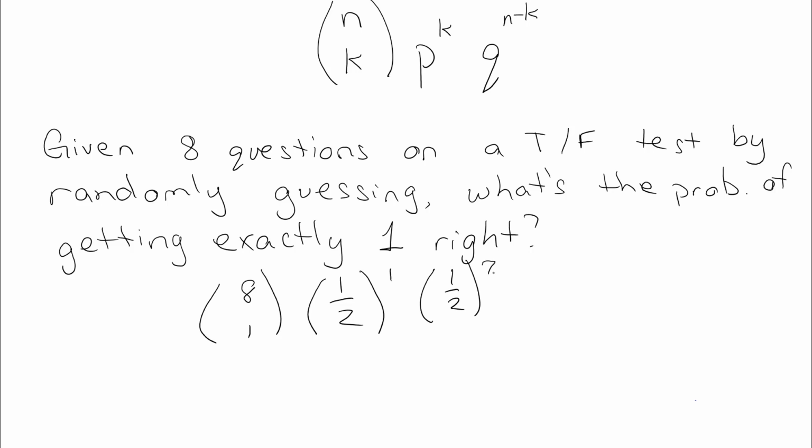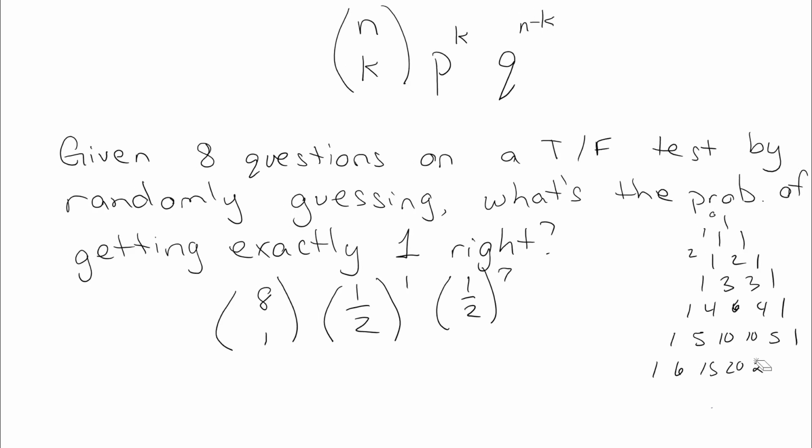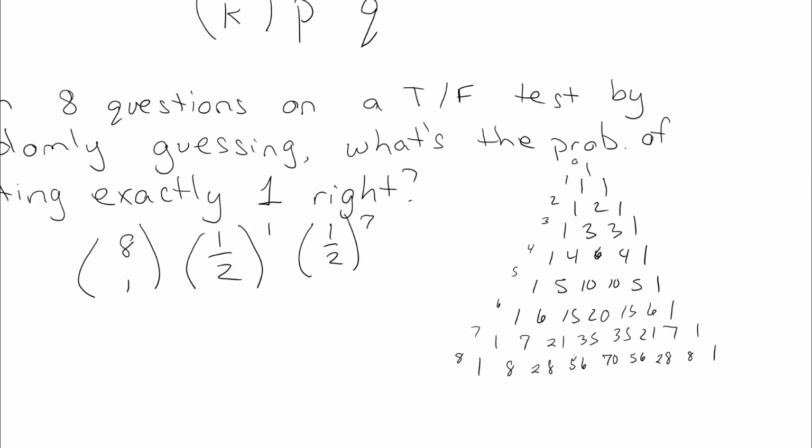Now 8 choose 1, there are a lot of methods you can use, but this is for the lazy. I'm going to write these rows down because we're going to need them later. I didn't think you wanted to watch me write all that out. But there's your Pascal's triangle for 0 through all the way down to 8.